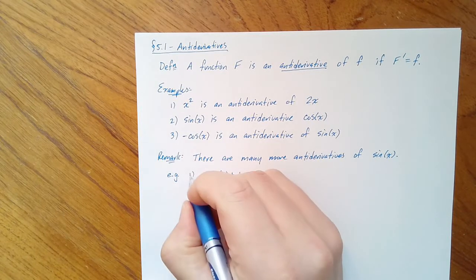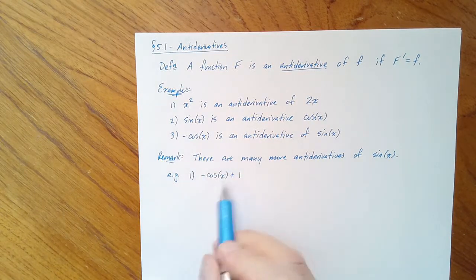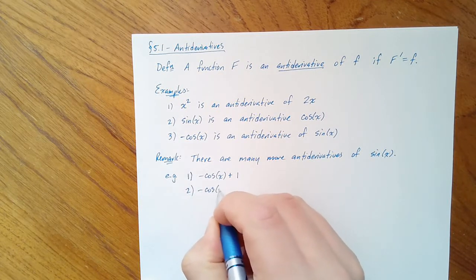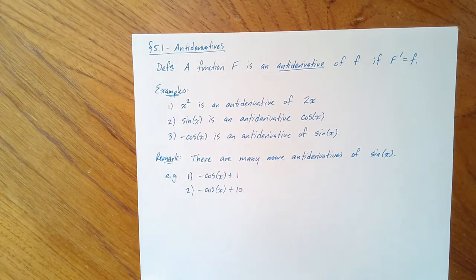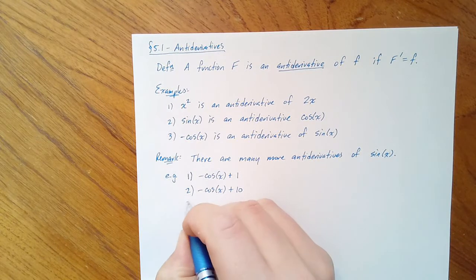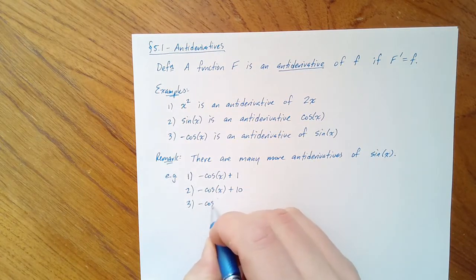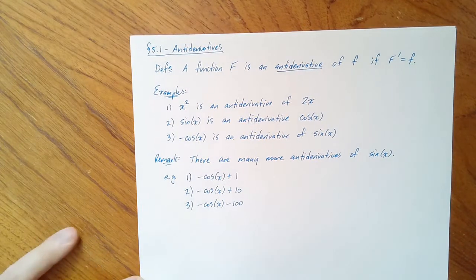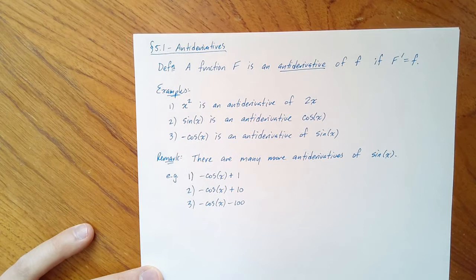And there's nothing special about 1 that makes this work. For example, if I went negative cosine of x plus 10, that would also work. It really just comes down to the fact that if you differentiate the constant, it disappears. Or negative cosine of x minus 100. It doesn't have to even be a positive constant. It could be any constant at all. Differentiate this function, you're still going to get sine of x.